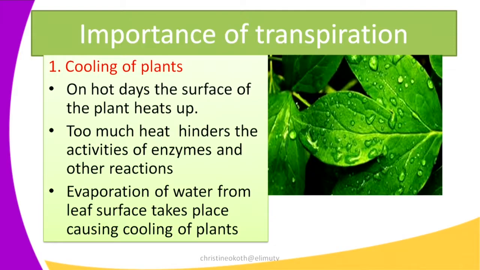So evaporation of water from the leaf surface takes place, causing the cooling. We can compare it to humans, for example. When there's too much heat in the atmosphere, people will tend to sweat. By sweating, there are some droplets of water which will be noticed at the surface of the skin. Those droplets act as a cooling, they cool the body of the animal or the human being. The same way it applies to plants. When transpiration occurs, the surface of the leaf will be wet. Those droplets of water signify that they are trying to help the plants to cool down.